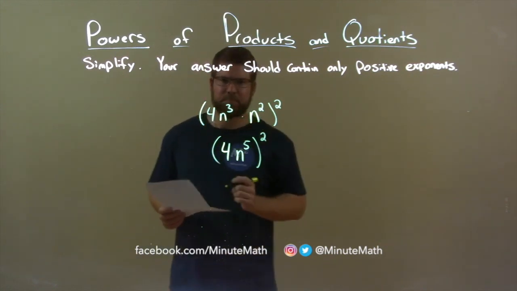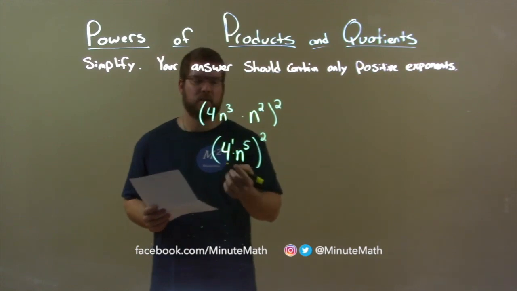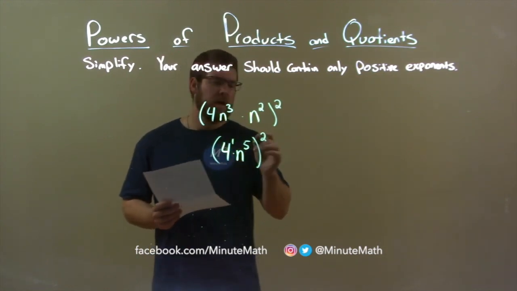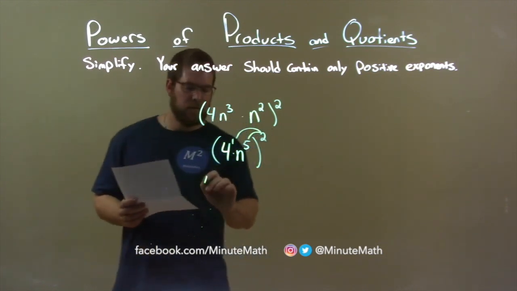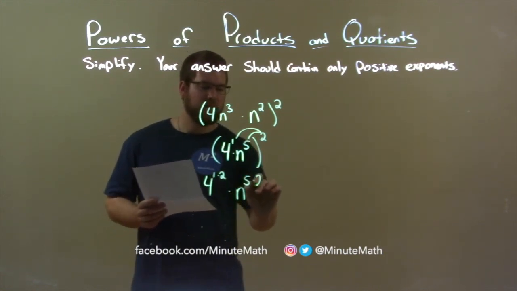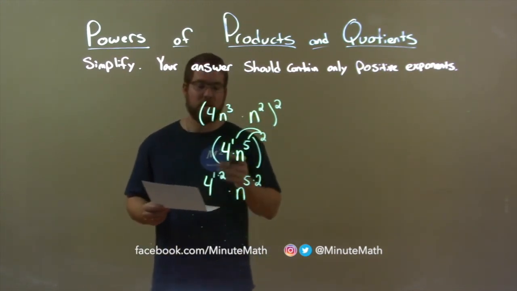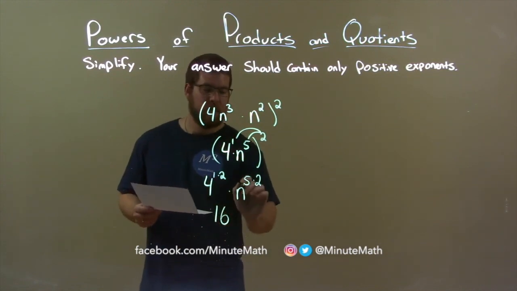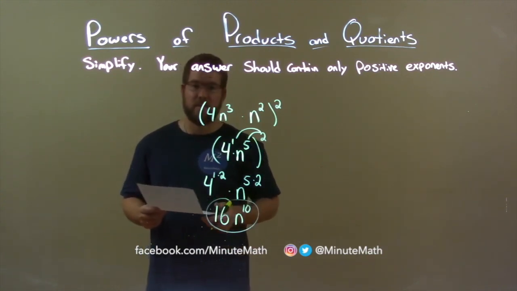Bring that down. Okay? Well, 4 is really 4 to the first power. Multiplication separates the 4 and the n to the fifth. And so now when we distribute this exponent of 2, it gets multiplied to each exponent on the inside. So we have 4 to the 1 times 2 power times n to the 5 times 2 power. Well, 1 times 2 is 2, and 4 squared is 16. 5 times 2 is 10, and so we have n to the 10th power, giving us our final answer, 16n to the 10th power.